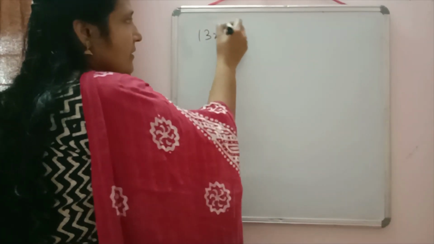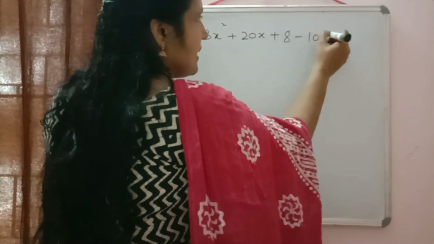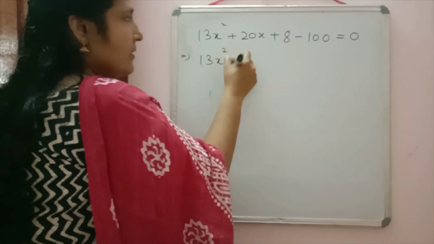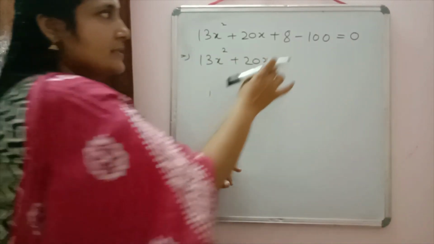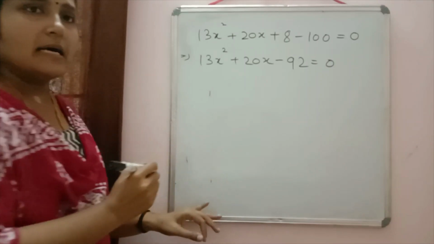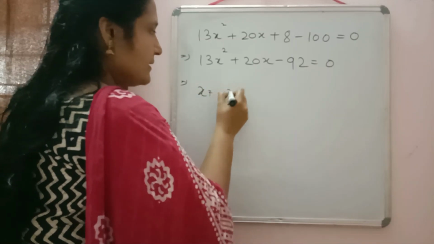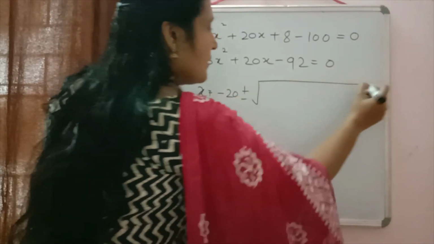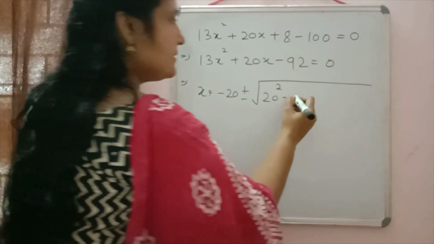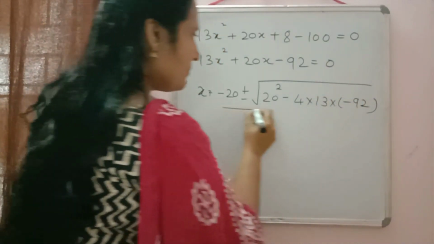13x square plus 20x plus 8 minus 100 is equal to 0. So we'll get here 13x square plus 20x plus 8 minus 100 will be equal to minus 92 is equal to 0. Now we'll solve it using the quadratic formula. So x is equal to minus b plus or minus square root of b square, so 20 square minus 4 into 13 into minus 92, by 2a.